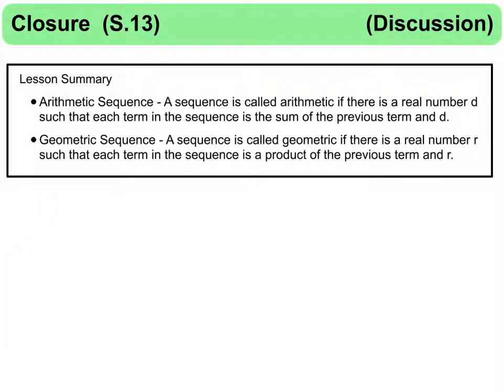So again, just to summarize the lesson, two key features to understand here: a sequence is called arithmetic if there is a real number, d, which is our common difference, such that each term in the sequence is the sum of the previous term and d. In other words, we're adding or subtracting by the same value every single time. A sequence is called geometric if there is a real number r, that's our ratio, the number which we're multiplying by every single time, such that each term is the product of the previous term and r.